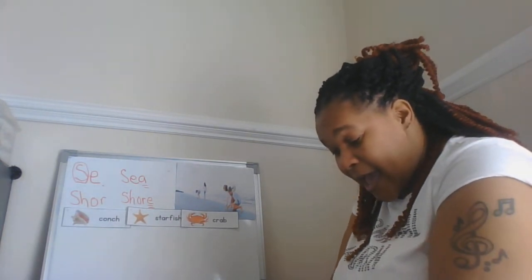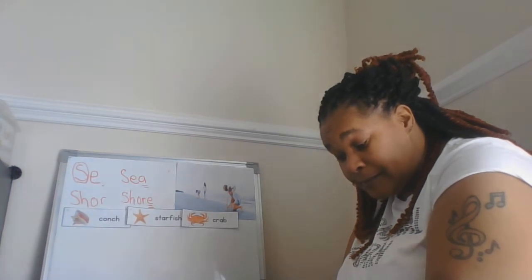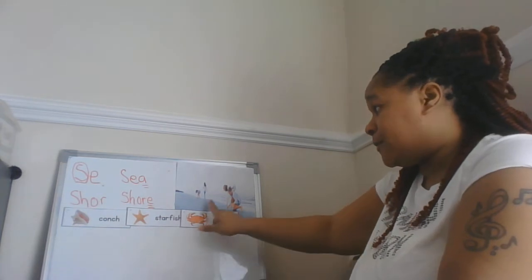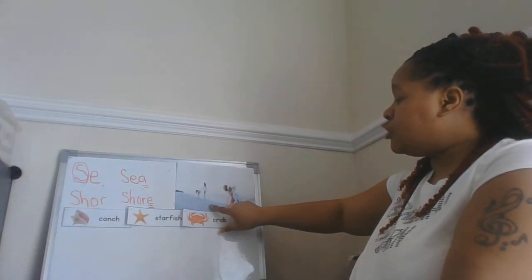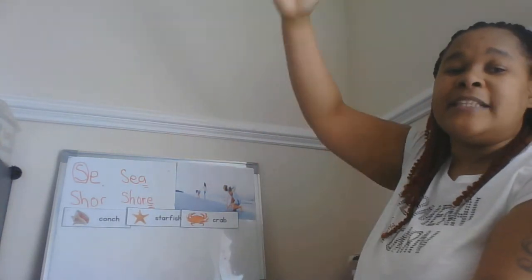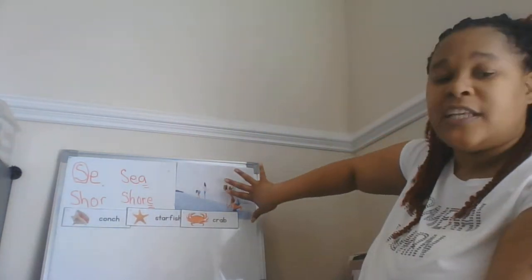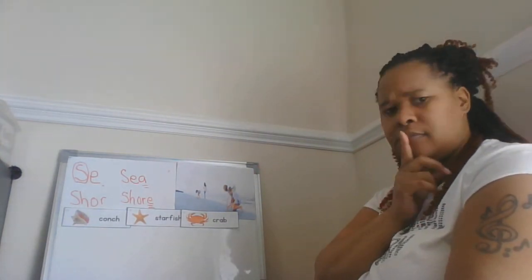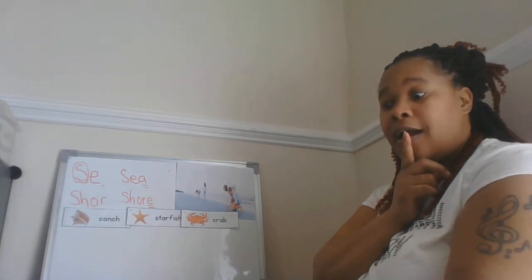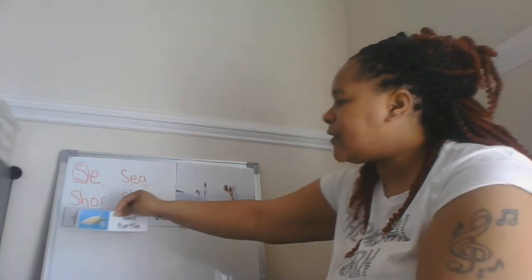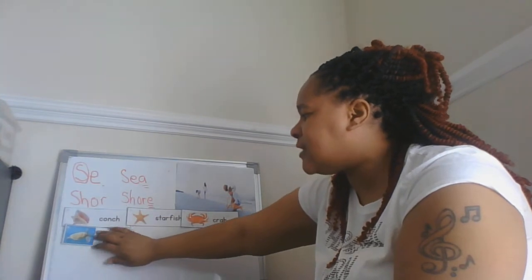Okay. Now, this one lays his eggs on the shore. He lays his eggs on the shore, and then when high tide comes, it takes the eggs and swoops them off into the ocean so that they can hatch. What am I? A sea turtle. I'm a sea turtle. You can find the sea turtle's eggs on the seashore.